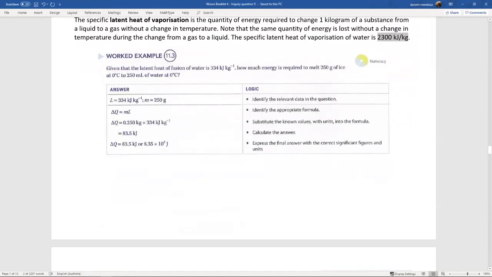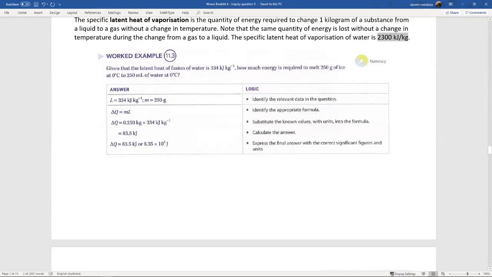Okay, here we've got an example, nice and easy. Given that the latent heat of fusion of water is 334 kilojoules per kilogram, how much energy is required to melt 250 grams of ice at 0 degrees to water at 0 degrees? So you don't have to worry about heating that water up. You just want to convert ice completely into water, right?